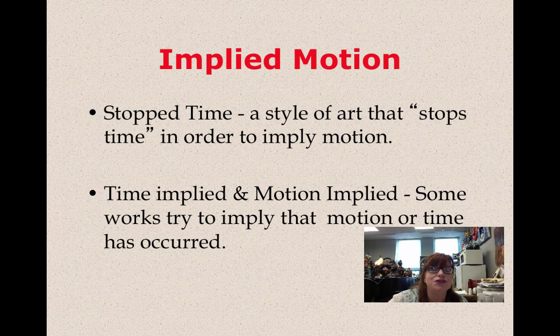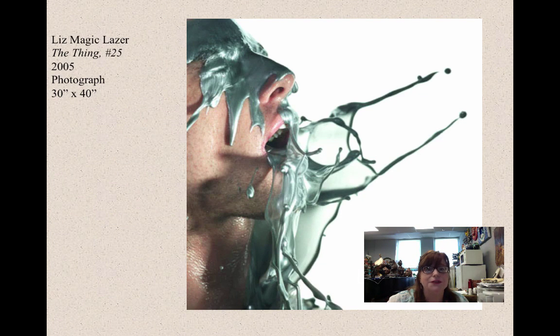And then implied motion is stopped time, a style of art that stops time in order to imply motion. Time implied and motion implied. Some works try to imply that motion or time has actually occurred. So with photography, we can get very advanced ideas of that. Photography's come a long way.